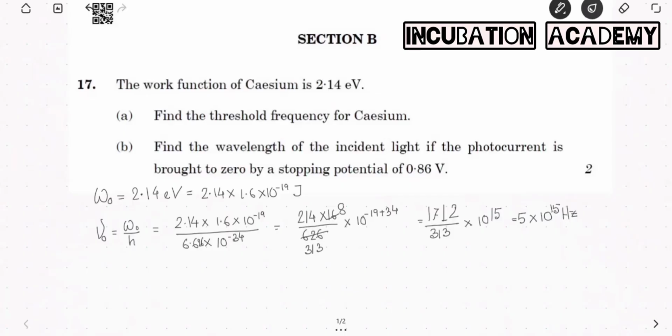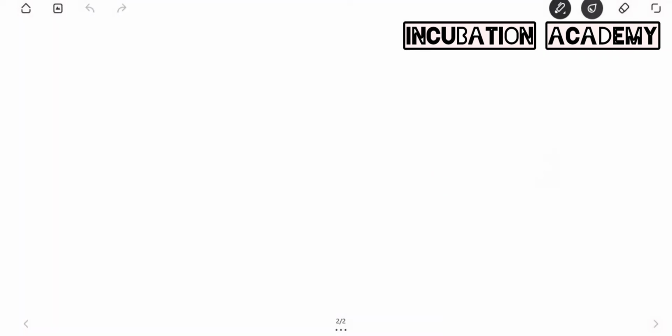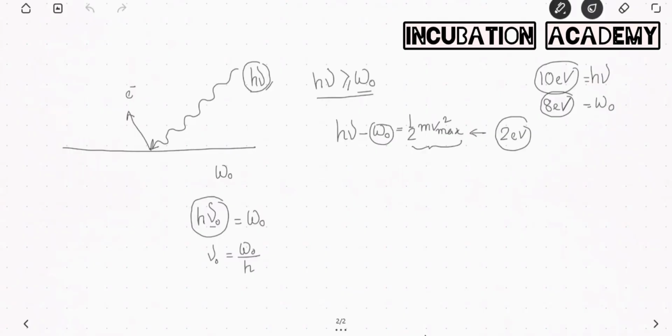Next question is, find the wavelength of the incident light if the photocurrent is brought to 0 by the stopping potential 0.86 volt. This question is asked from the Lenard experiment. Okay, what is the Lenard experiment? Lenard did one experiment. Let us draw the apparatus.